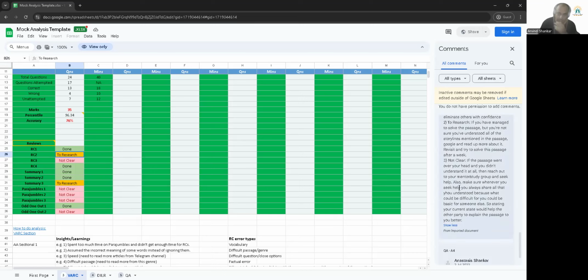Not clear, if the passage went over your head and you didn't understand it at all, then reach out to your mentor, study group, seek help. Also make sure whenever you seek help, you always share all that you understood. Never ever let it be, "मेरे को कुछ नहीं समझ में आया, मेरे को बताओ इसके अंदर क्या हुआ." Because then the other person will give you an understanding of what they felt, and then you will have follow-up questions also.